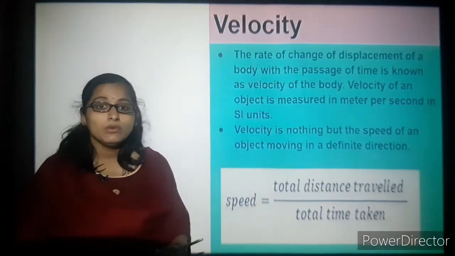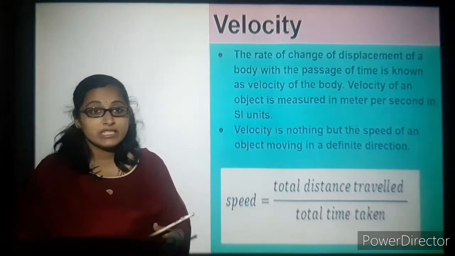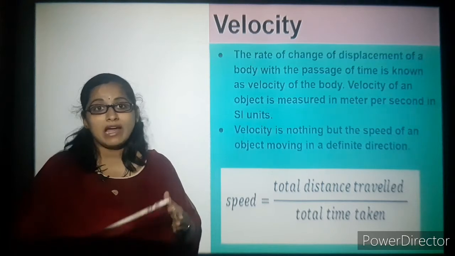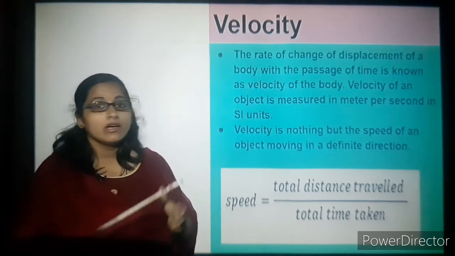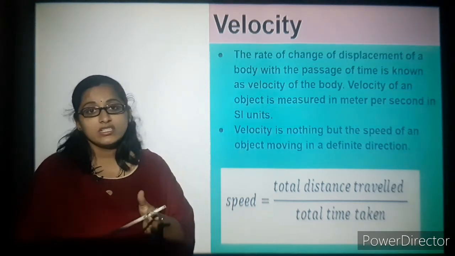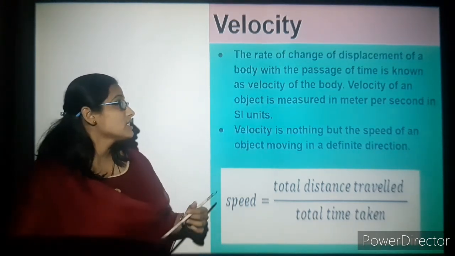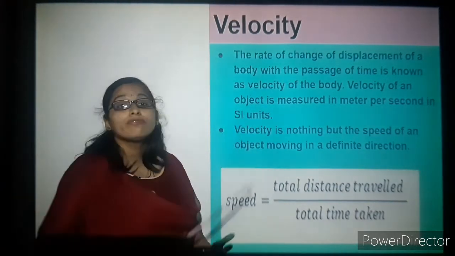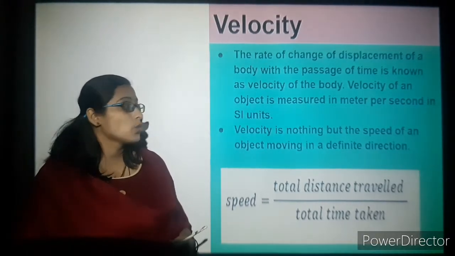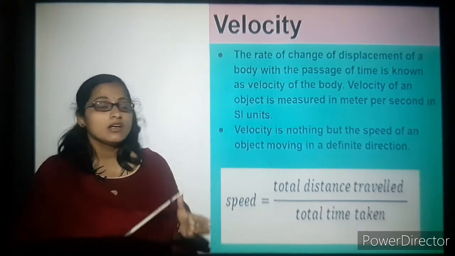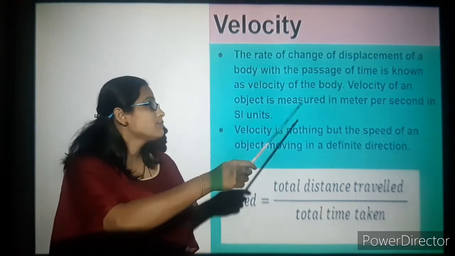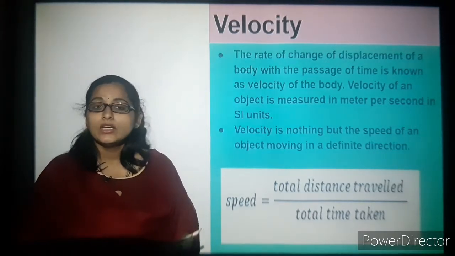What is velocity? Velocity is the change of displacement of a body with respect to time. As much time has passed, that much change there is in displacement. What is displacement? It is the shortest distance covered. The rate of change of displacement of a body with the passage of time is known as the velocity of that particular body. The velocity of an object is measured in meter per second, which is its SI unit.